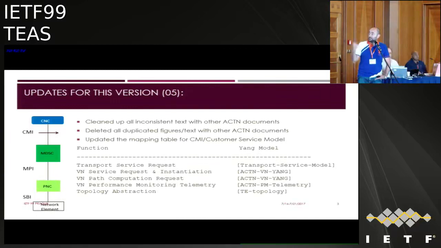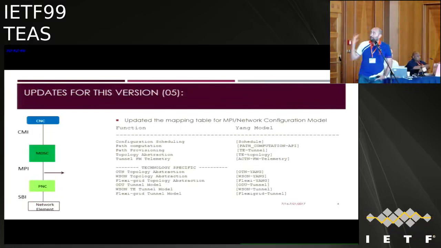This is the great news in the CMI. Basically, you can request a VN service. You can request for the instantiation, just for a path computation, or performance monitoring, telemetry, and so forth. One more thing, if I correctly remember, this is an optional feature over the CMI: topology abstraction. So whether you are sitting on top of the MPI or the CMI, you can ask for topology. Then we have the MPI.